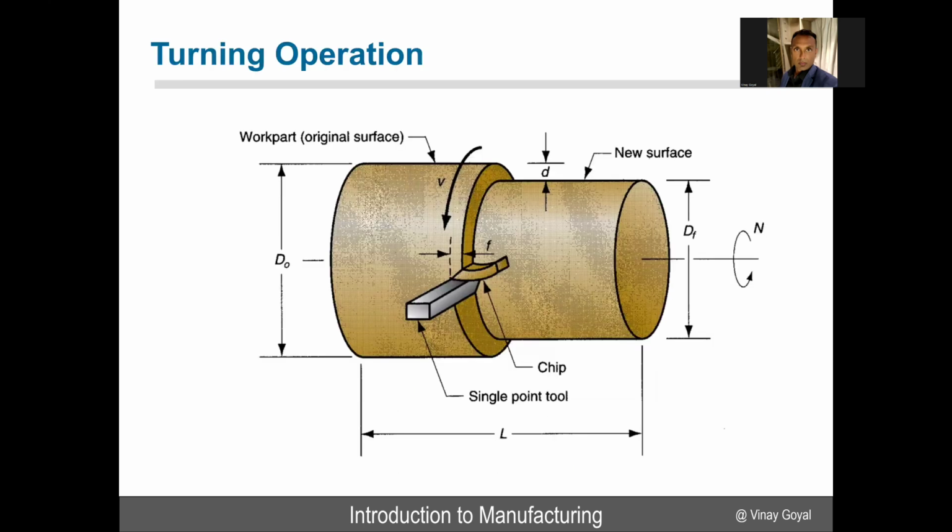So when I look at the turning operation, you have the work part, your original surface, which has an initial diameter. As the single point tool you have here cuts, the work part rotates with the velocity v that you see here, and you can see that you're chipping away material. So it's cutting away from the material. In more detail, we can see that here. It's removing an amount to get a final diameter d. That's what we call the new surface.